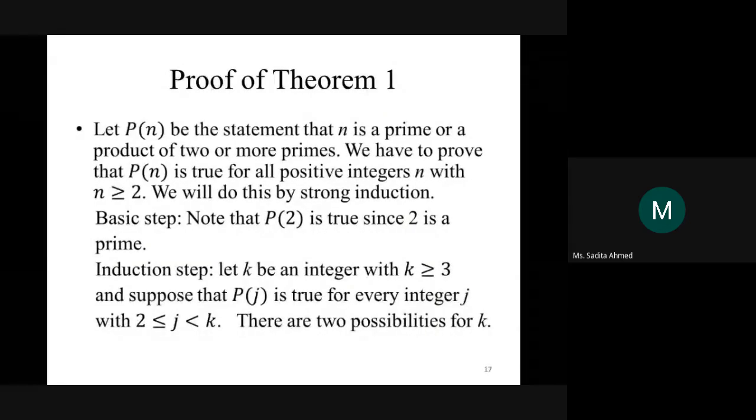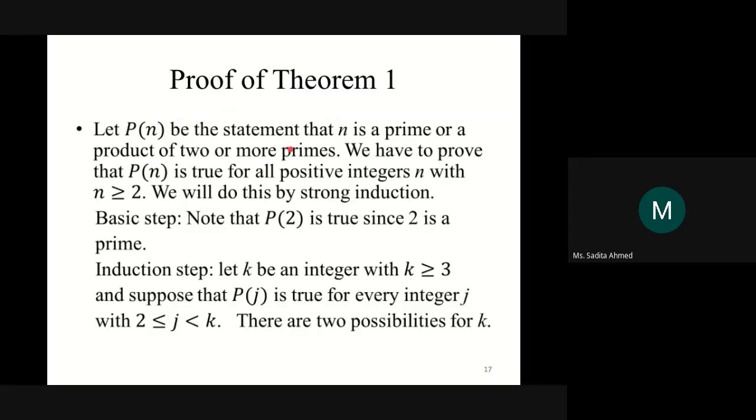Okay. So k can either be a prime or a composite. What is the first possibility? k might be a prime. If k is a prime, does that not agree with our theorem, with our statement? If k is a prime, we don't have to prove anything basically. That agrees with the statement. N is a prime or a product of 2 or more primes, remember? So if k is a prime, then the statement is true.